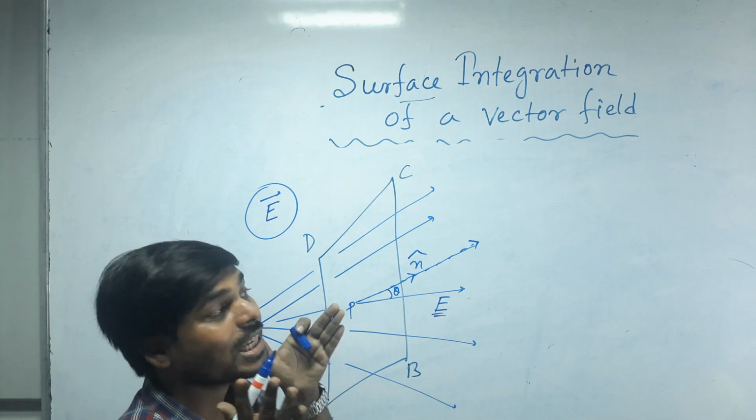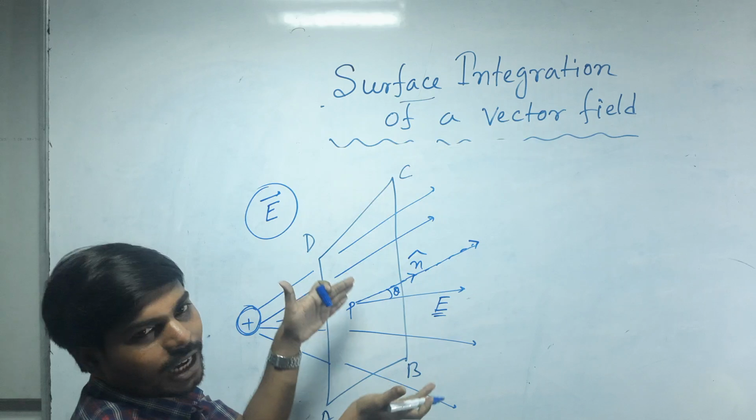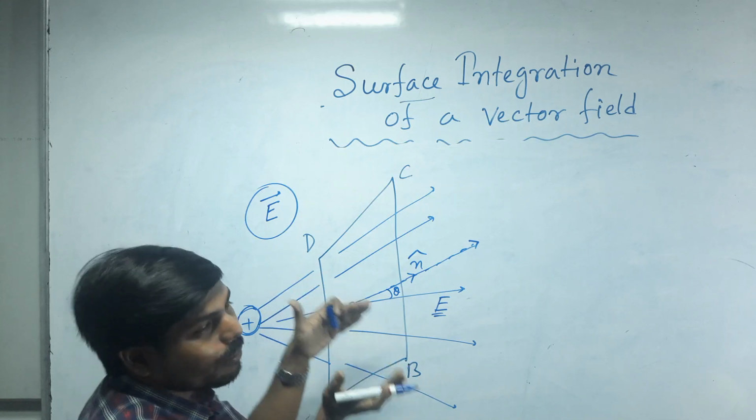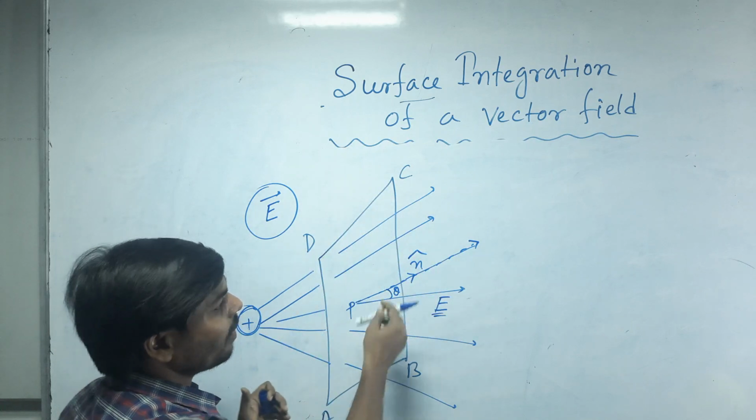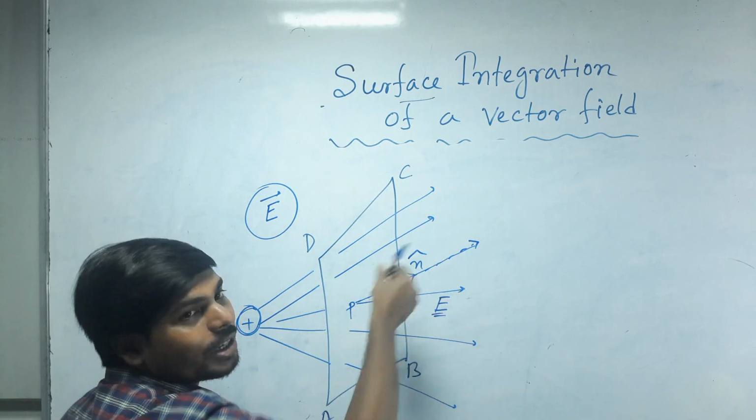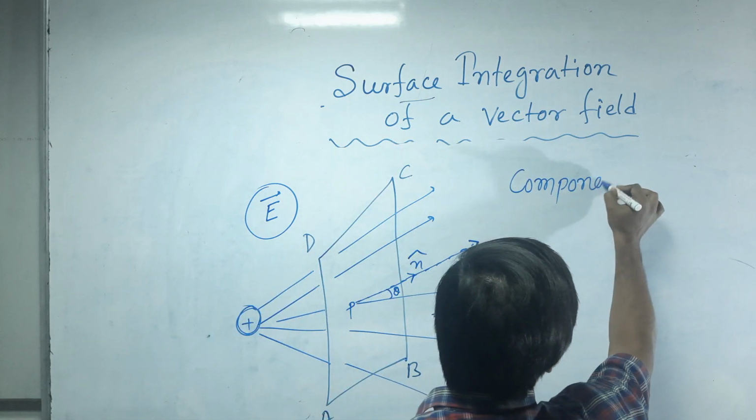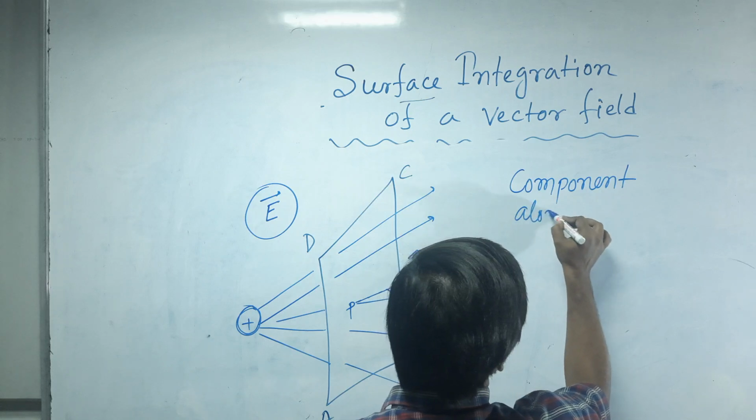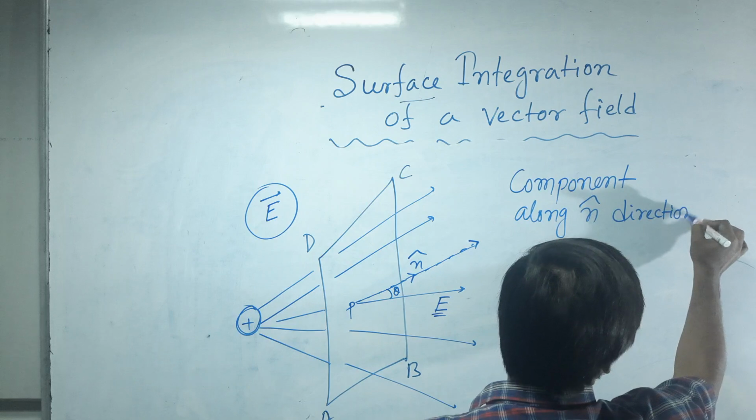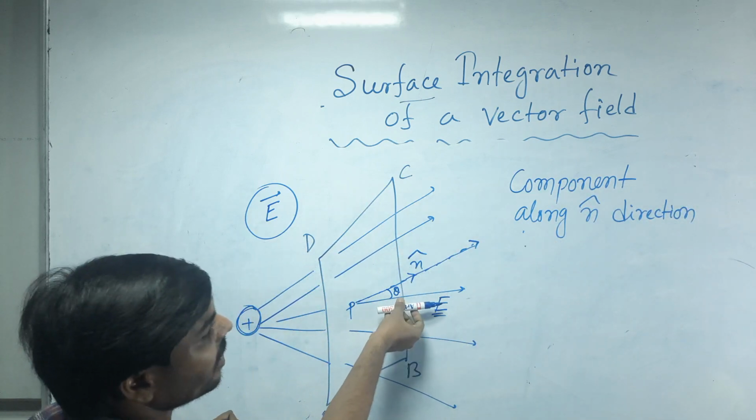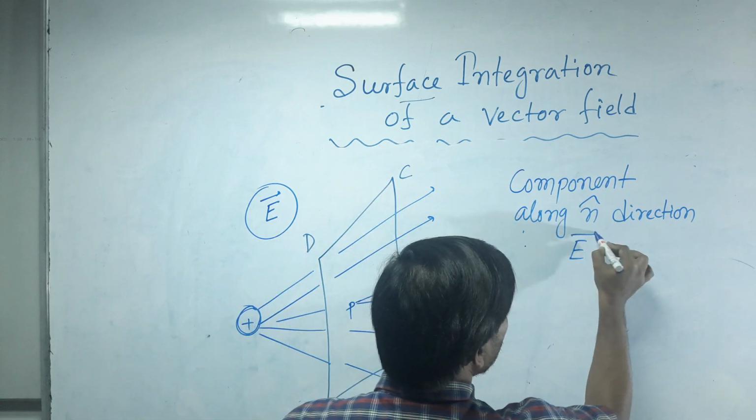How many field lines are passing normally through the surface? All the field lines are passing at several angles, but we have to find the normal component of each field line, that means the component along this n cap direction. So what is the component along the n cap direction, which is the normal component of this E vector over this surface? It is nothing but E vector dot n cap.